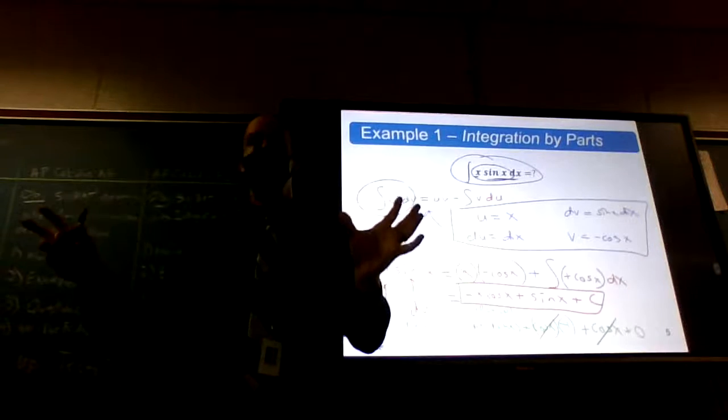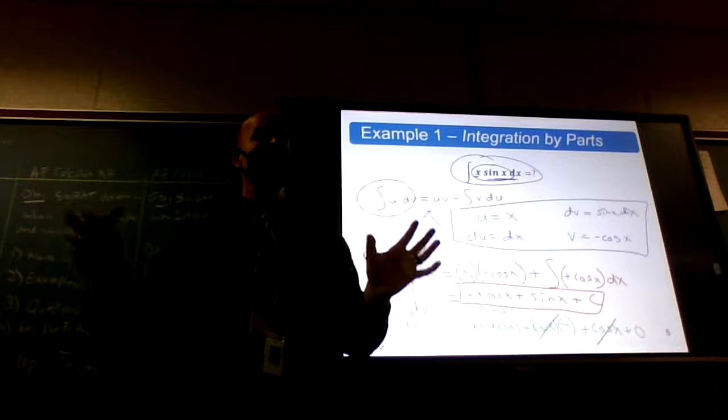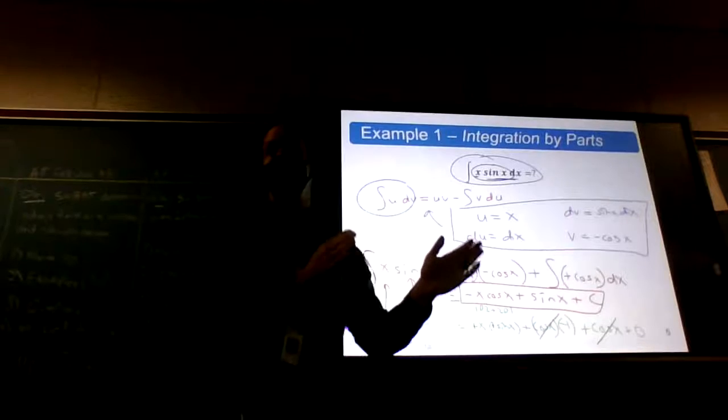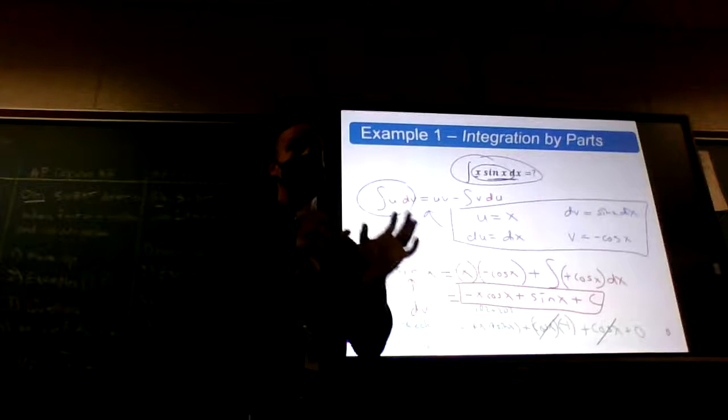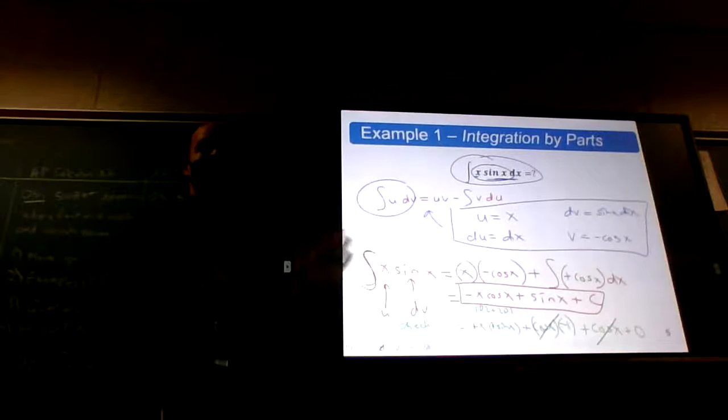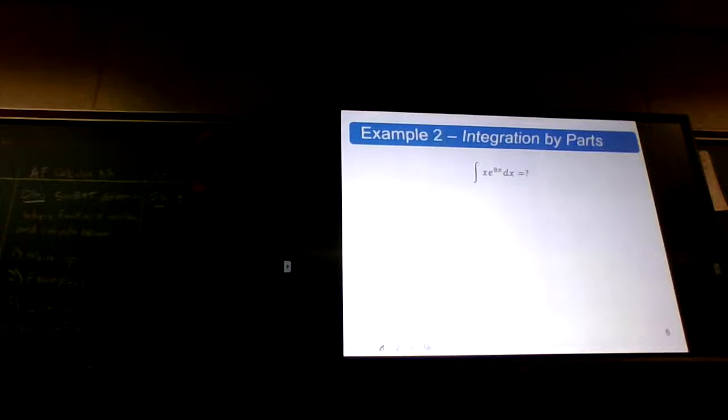You have algebraic functions like polynomial functions, right? You have trigonometric functions like sine and cosine and that kind of stuff. You have transcendental functions like e to the x and ln of x and all. When you get a mix of those two things, that's a good indication you want to do integration by parts. So we're getting a little bit ahead of ourselves, but that's a good question.